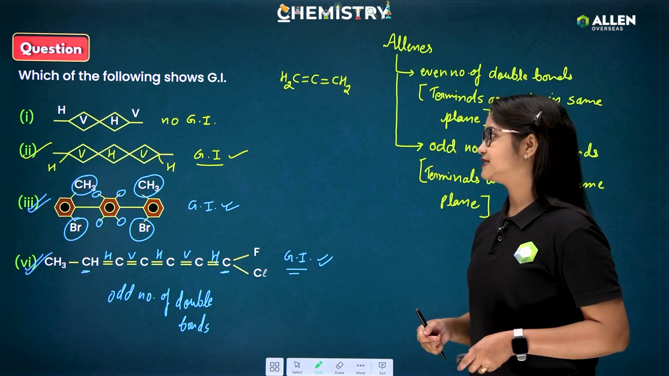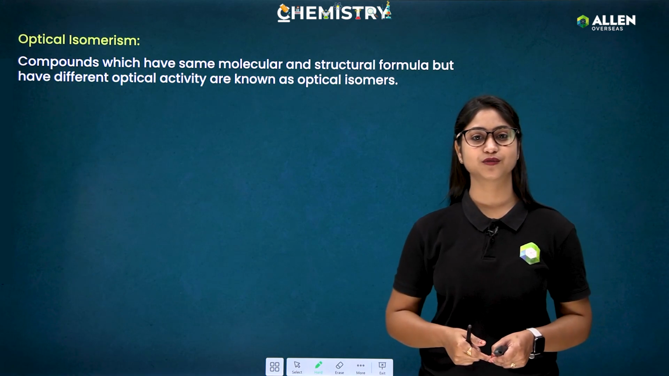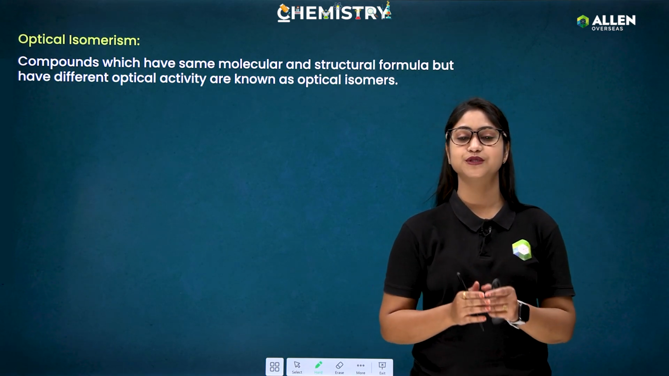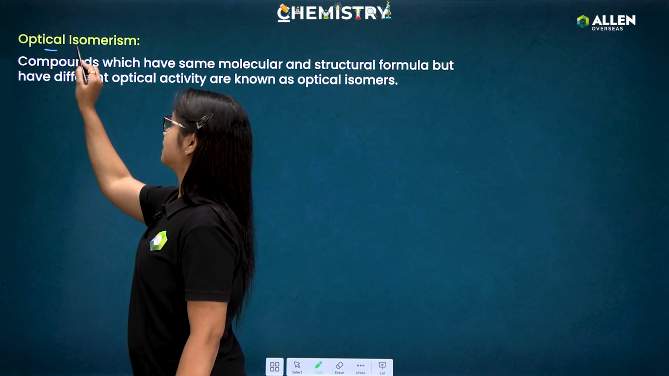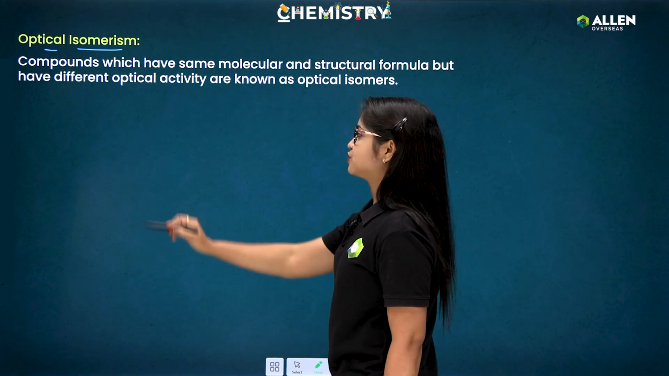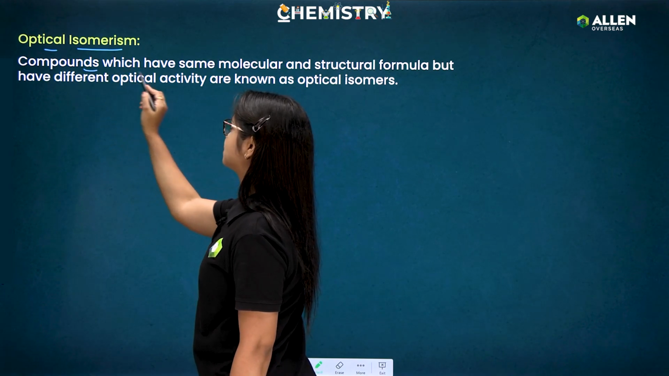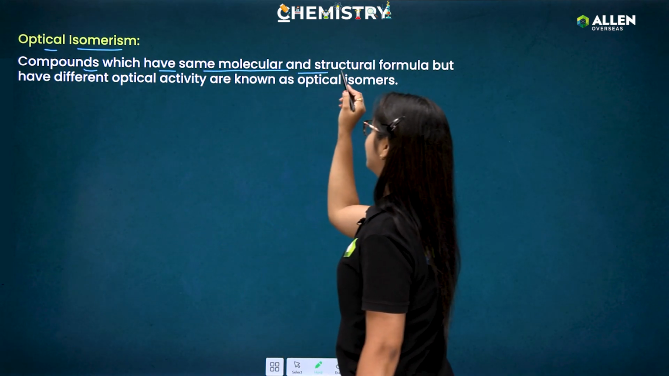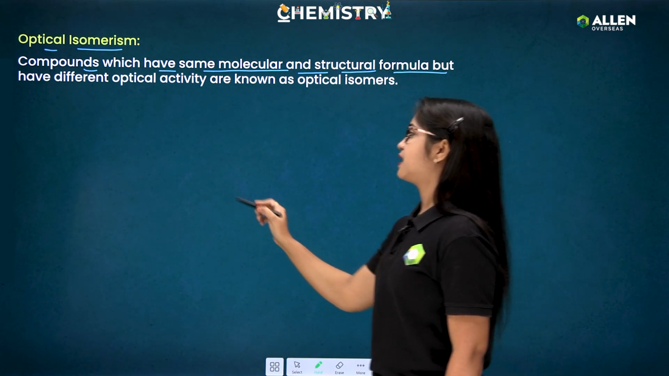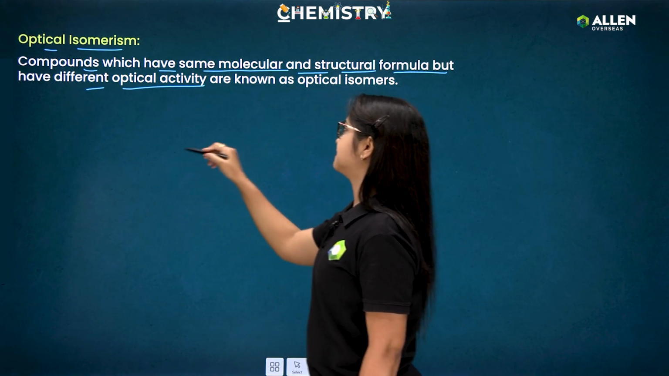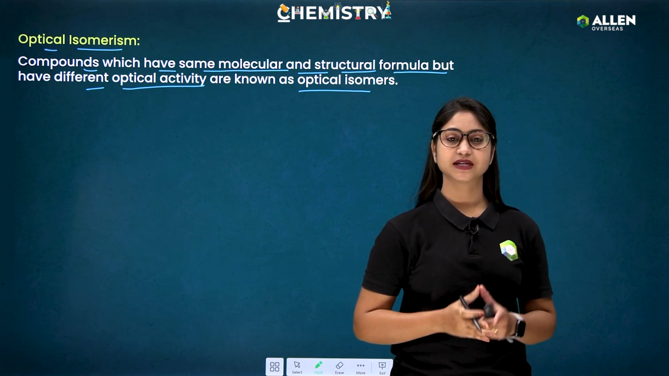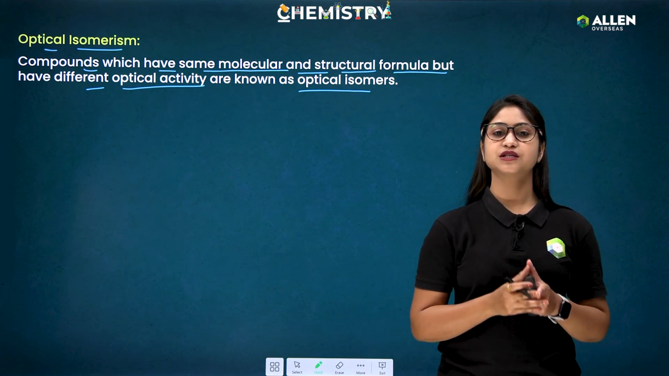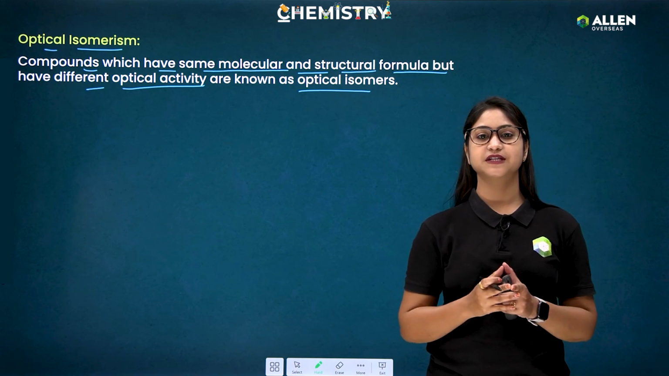Fine. Now let's see the second type of stereoisomerism, that is optical isomerism. So what is optical isomerism or optical isomers? Optical isomers are the compounds which have the same molecular and structural formula, but have different optical activity. They have the same molecular formula, the same structural formula, but their optical activity is different.